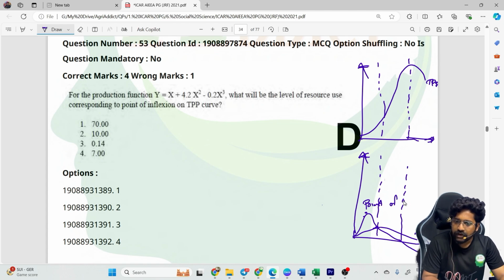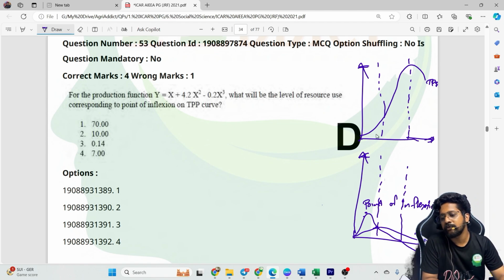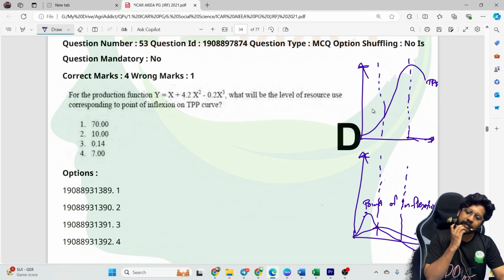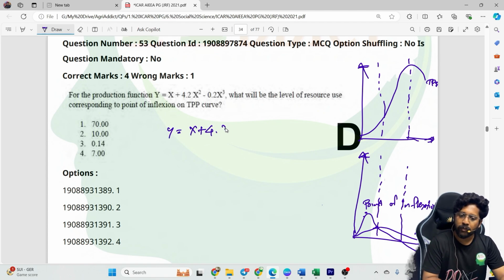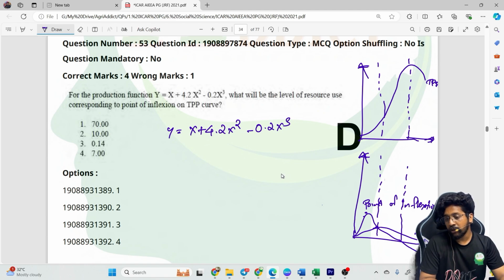At the point of inflection, what happens actually? Till the point of inflection, the TPP will be increasing at an increasing rate. But after the point of inflection, TPP will be increasing at a decreasing rate. So we have been asked the level of resource use corresponding to the point of inflection, right? So the production function is y is equal to x plus 4.2 x square minus 0.2 x cube. The conceptual knowledge that we know is that at the point of inflection, the MPP will be maximum.